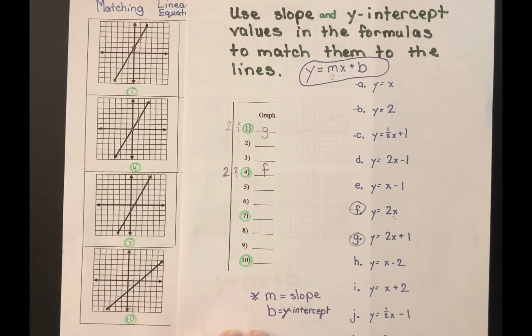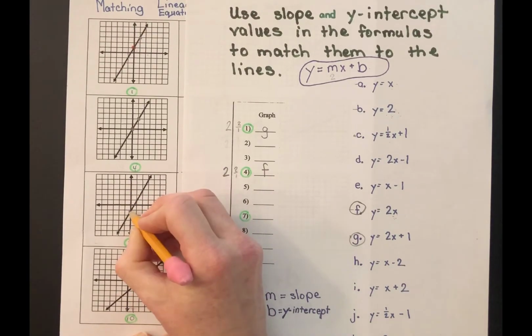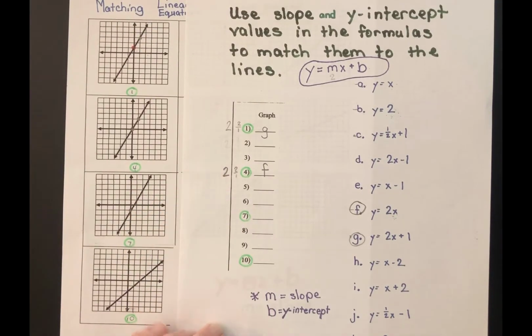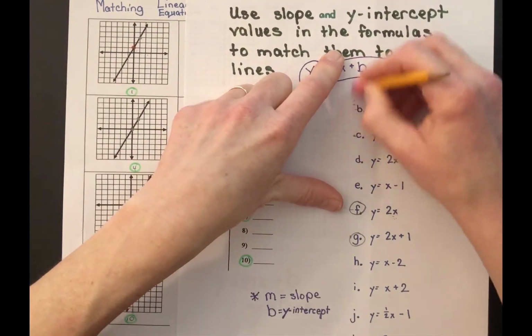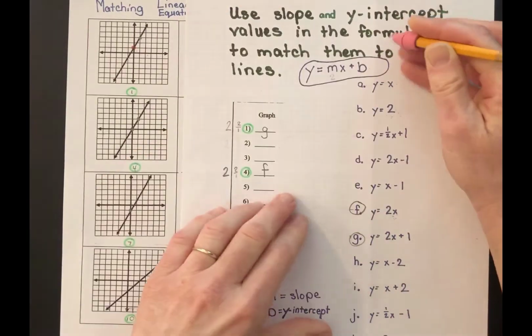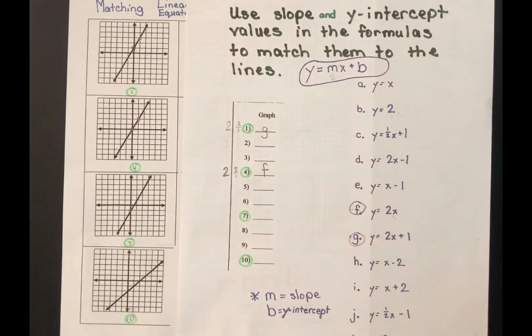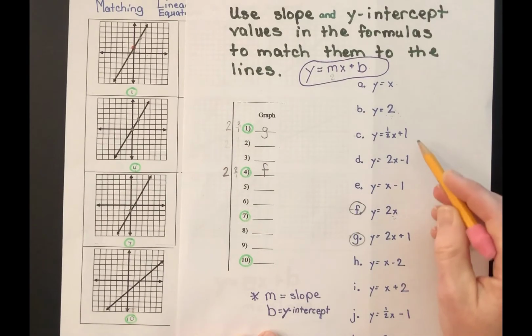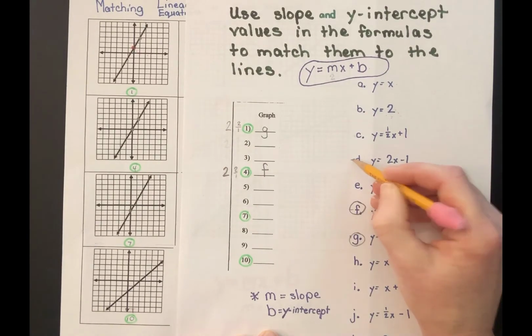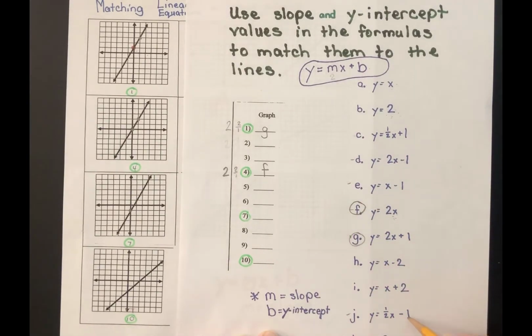Number 7. Where do we intersect? Let's come down. We intersect at -1. I'm going to go ahead and erase these. All right, so where do I have a -1? So it could be D or E or J. They all have a -1 for the y-intercept.